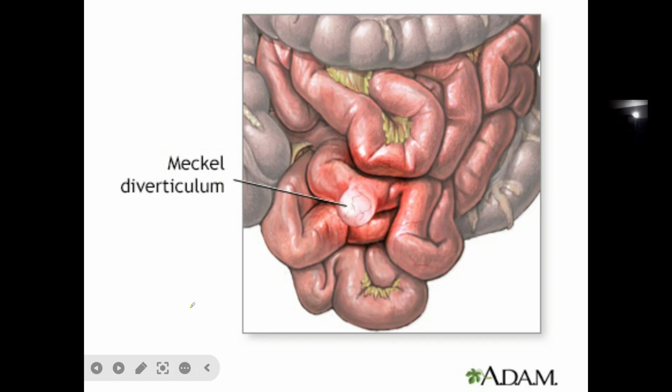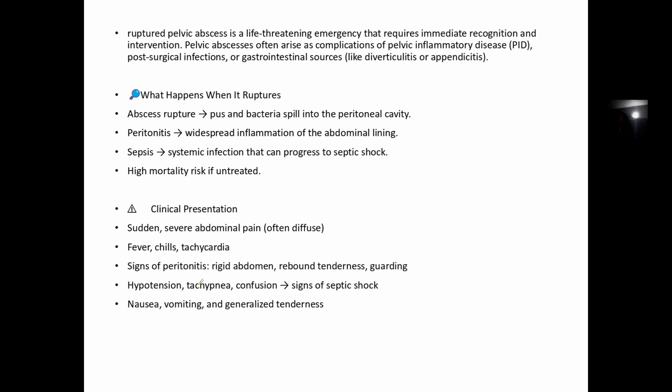Now you have a lot of organs there, and any of those organs could actually have collection of pus in it. So for those organs that could possibly have collection of pus, we'll also list them out, okay, and we'll talk about everything. So ruptured pelvic abscess, just so you know, anything that has to do with abscess rupturing is a life-threatening emergency, and it requires immediate medical attention.